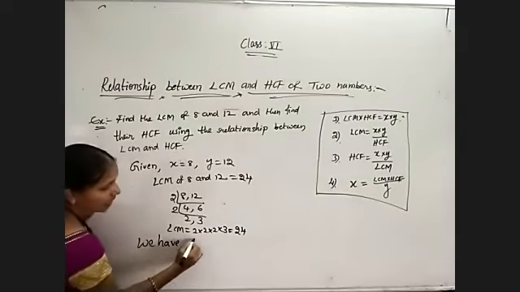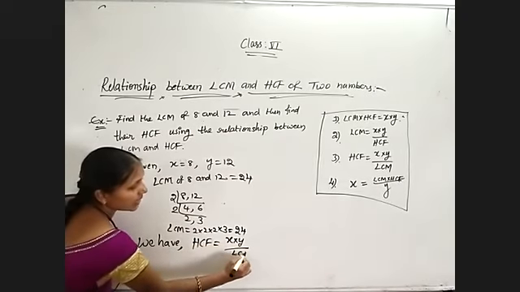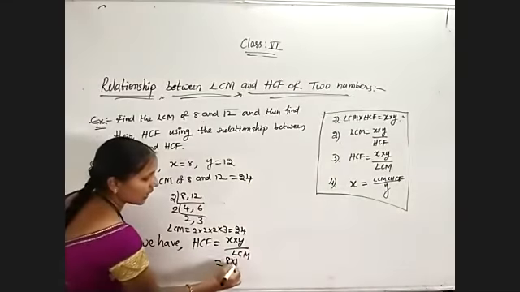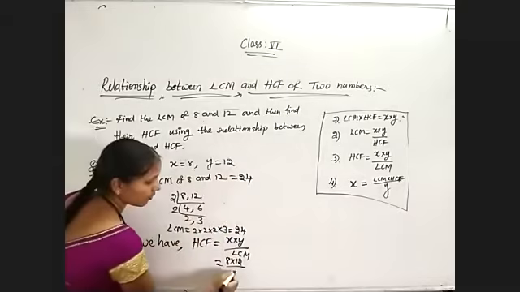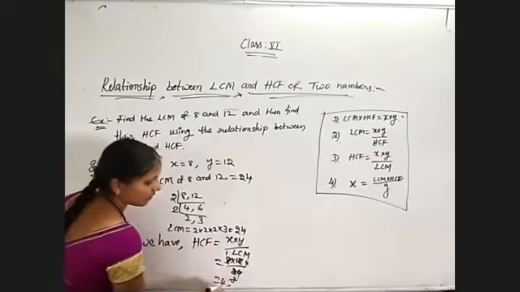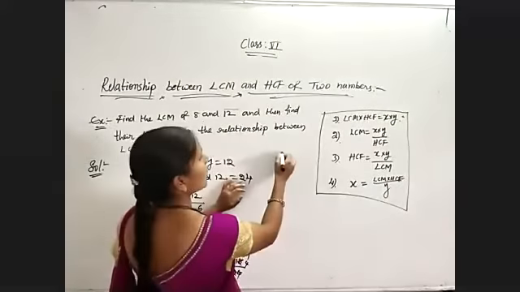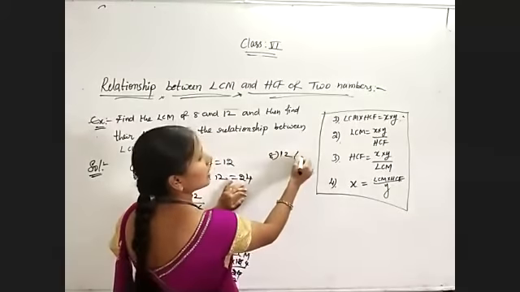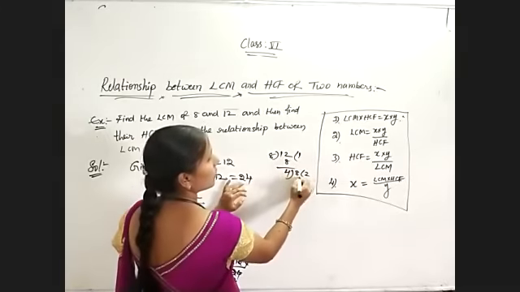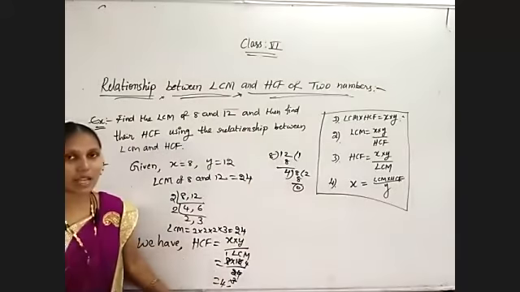We have HCF of the two numbers is equal to product of those two numbers by LCM formula. Product of those two numbers is 8 into 12, divided by their LCM, which is 24. 8 ones are 8, 8 threes are 24, so 3 ones are 3, 3 fours are 12. So the HCF of those two numbers is 4. Whether it is correct or not, check by the normal method. So HCF of 8 and 12, divide 12 by 8. 8 ones are 8, remainder 4. Then 4 twos are 8, remainder is 0. So what I got? 4 only. That means by the relation we have found this.